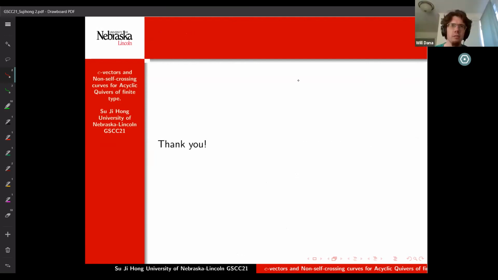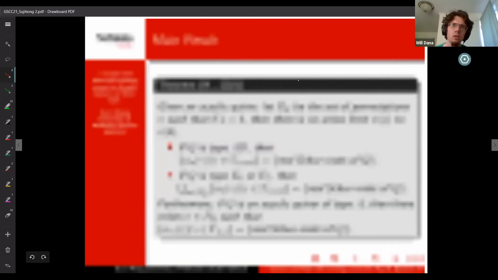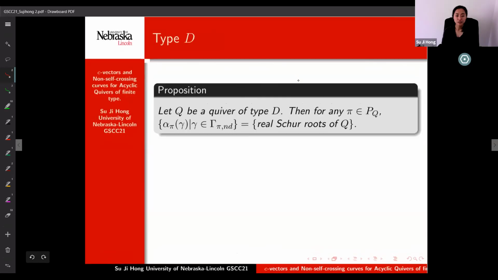I'm not sure if this is something that can be answered briefly, but what special aspects of the finite type case did you take advantage of for this work? So the fact that the real Schur roots in the finite case are equal to the positive roots. Right, okay. So normally the real Schur roots are a subset of the positive roots, but in this case it's the same. Okay, yeah.